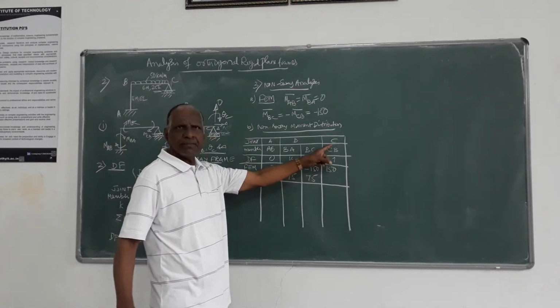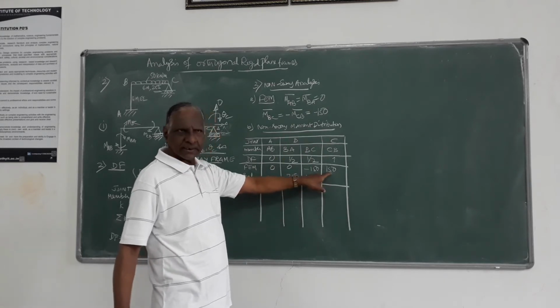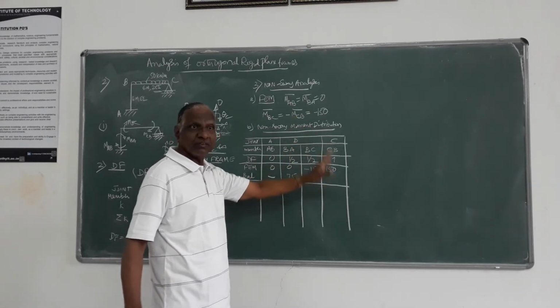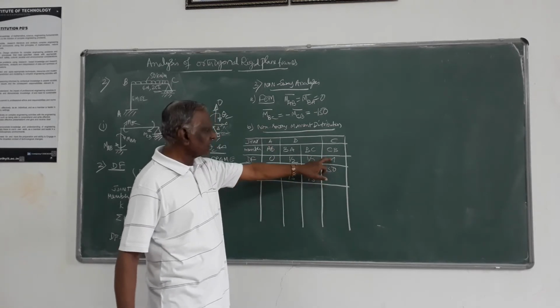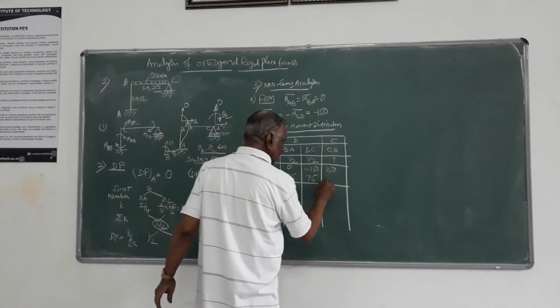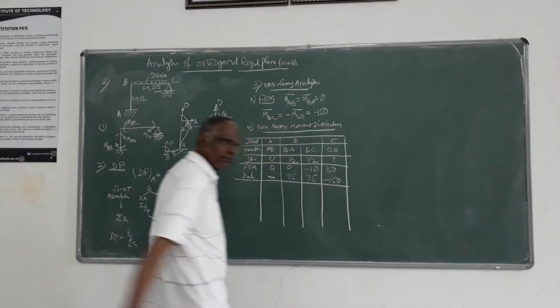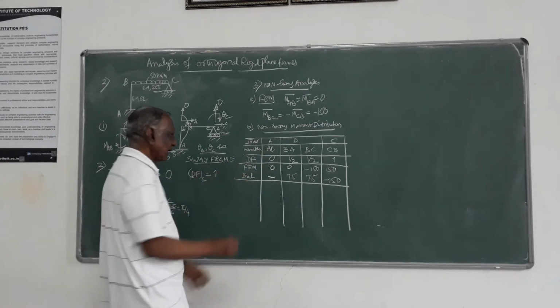Here joint C, it is simply supported. There should not be any moment, but we are getting a moment of 150 by assuming it to be fixed. So balance moment has to be minus 150. That minus 150 should be fully taken by that member CB only, that is the balance moment, minus 150. That is your cycle 1.